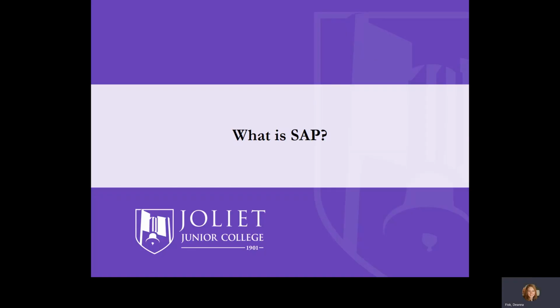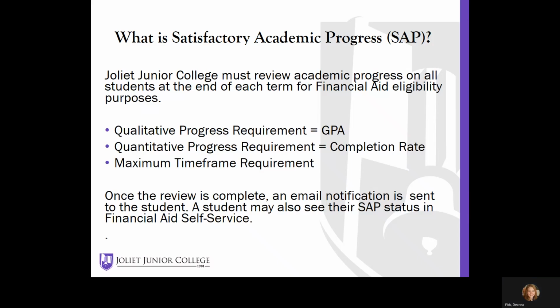So what is SAP? The Department of Education requires us to calculate satisfactory academic progress, also known as SAP, on each student at the end of each semester. There are three different components of SAP, and a student must continue to meet all three to remain eligible for financial aid. At the end of each semester, students will receive an email informing them of their status and can also check their status at any time on financial aid self-service.